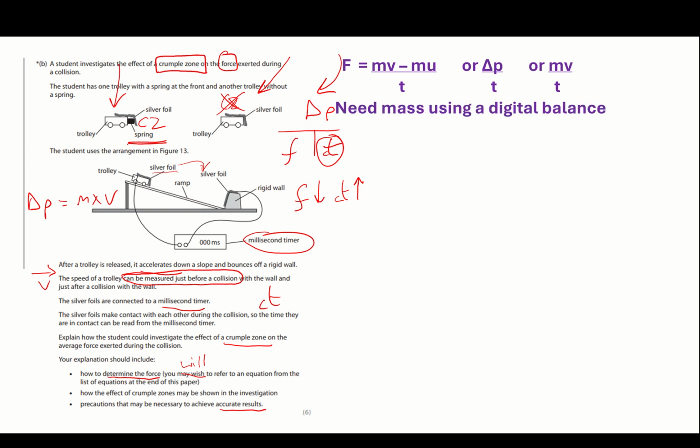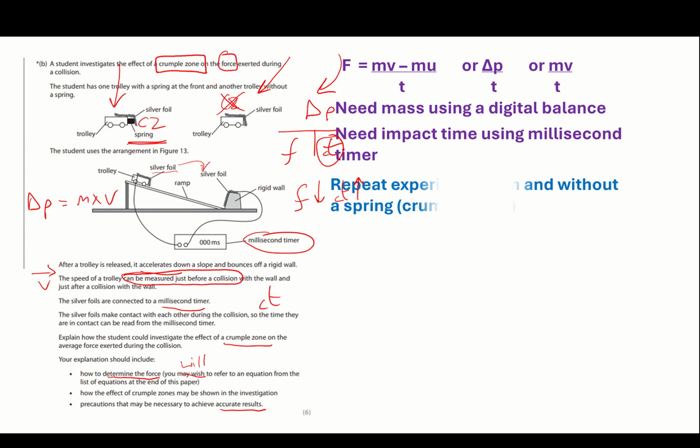So clearly it told us that it's going to give us the velocity. It says that in the question. So the extra bits I need: the mass using the digital balance, because I need to check that the 2 trolleys actually have the same mass, obviously because one's got a spring which might affect it a tiny bit. Then we need the impact time using the millisecond timer. So however long those silver foils are touching, that will give us the impact time.